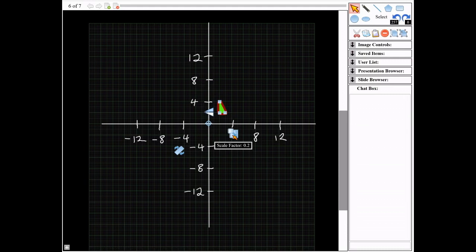And you can see it gets closer. So you can also see that as it gets smaller, it gets closer to the center of enlargement. And as it gets bigger, it gets further away from the center of enlargement.